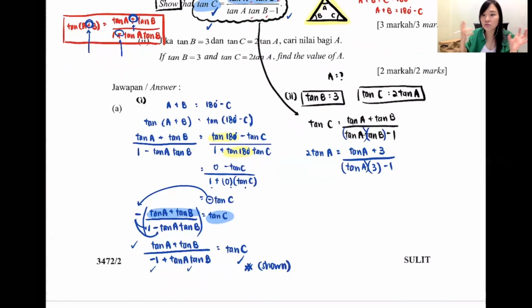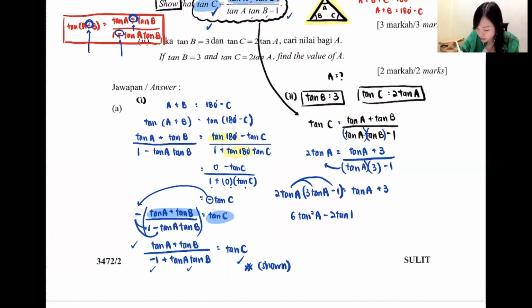How do I continue to do? Now all I need to do is just move around. So my dear, tangent A plus 3. Here I left 2 tangent A. The denominator, divide, move up, times. 3 times tangent A, 3 tangent A, and then minus 1. Slowly expand. 2 times 3, 6. Tangent times tangent, tangent square A. Minus 2 tangent A times 1, 2 tangent A.